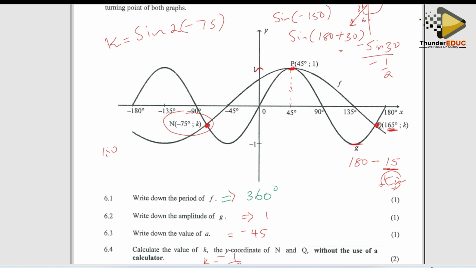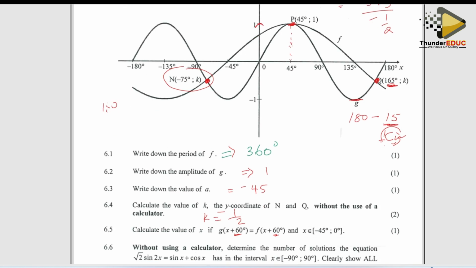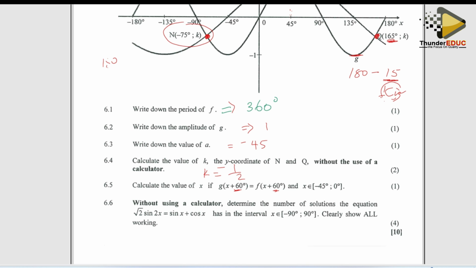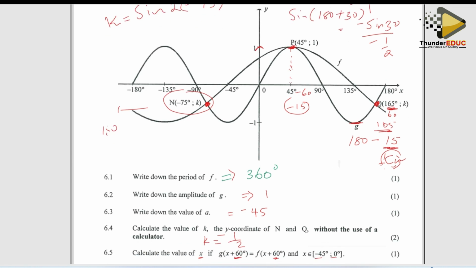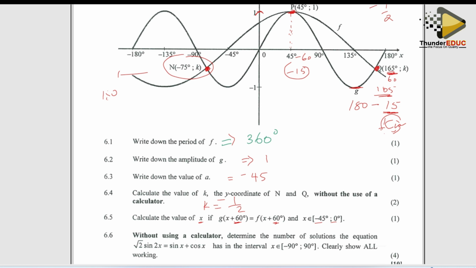But now if the graphs are moved 60 units to the left, the question wants the values of x between negative 45 and 0. So if we subtract 60 here, it's going to give us negative 15. If you subtract 60 from the others, it's going to be farther away, at 100, 105, somewhere there. But since they want the answer between negative 45 and 0, our answer is just going to be negative 15.